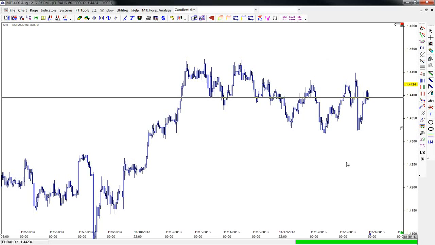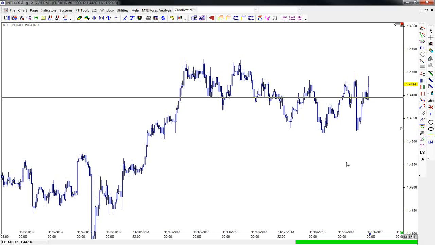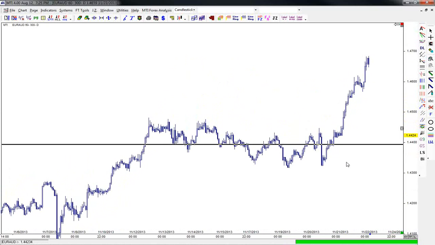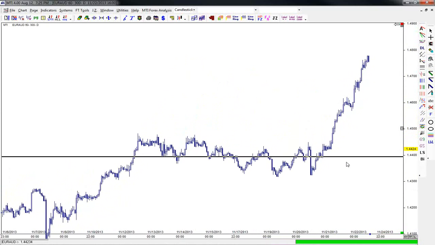So what I'm going to do now is advance this market forward, and let's see what happens. All right, take a look at that. How many of you see the market climbing?